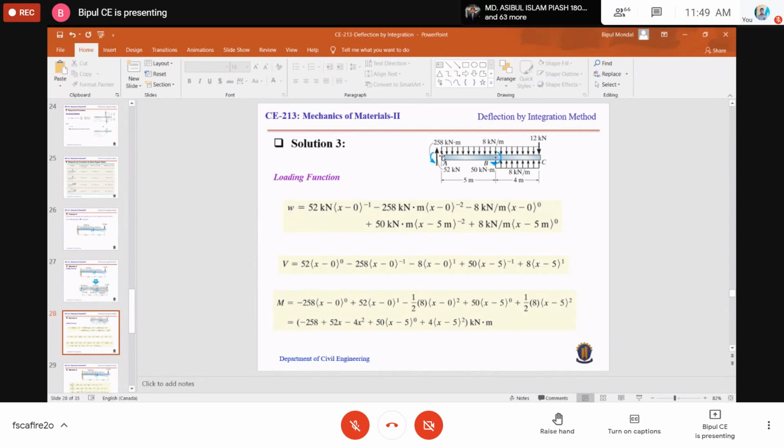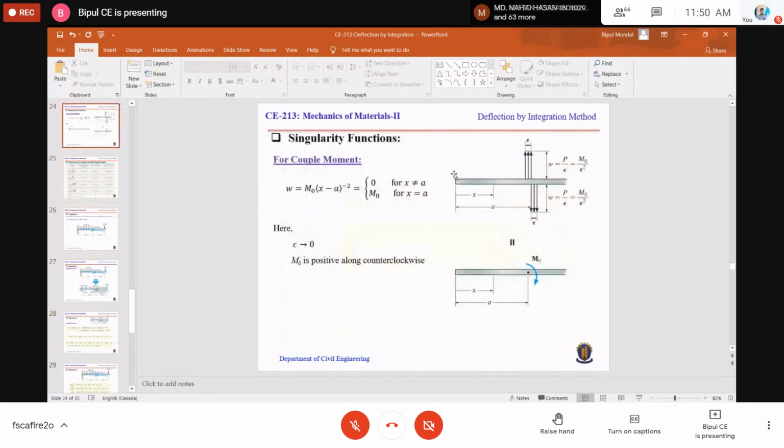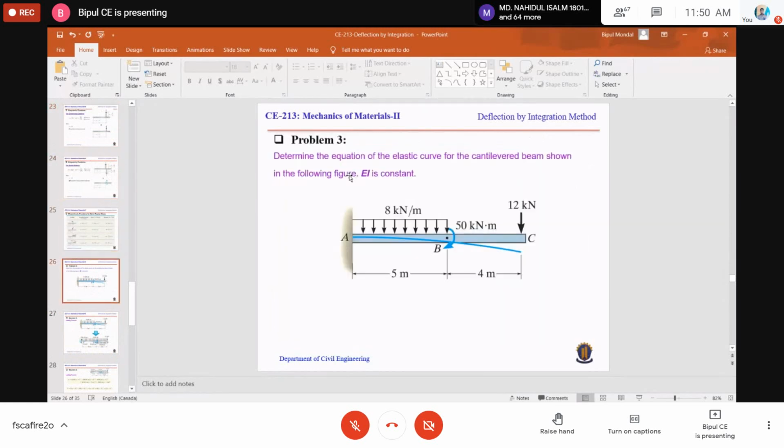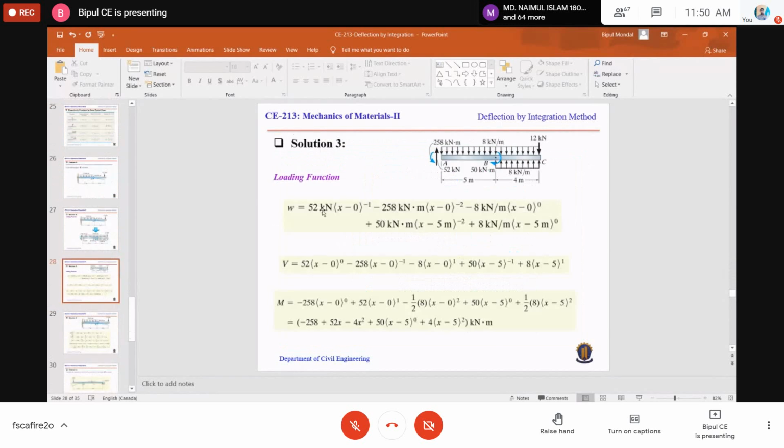Okay, so if we start from here, there is a concentrated load, right? There is a concentrated load, the reaction 52. So that is concentrated load. It is upward. So concentrated load is upward, so it will be 52. And if we want to convert it into distributed load, then what was there? It was concentrated load times x minus a to the power minus 1. Okay, x minus a to the power minus 1. So 52 concentrated force times x minus a to the power minus 1.